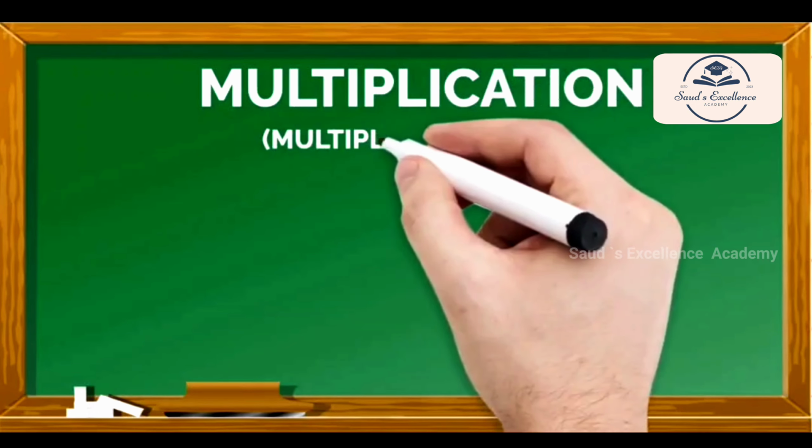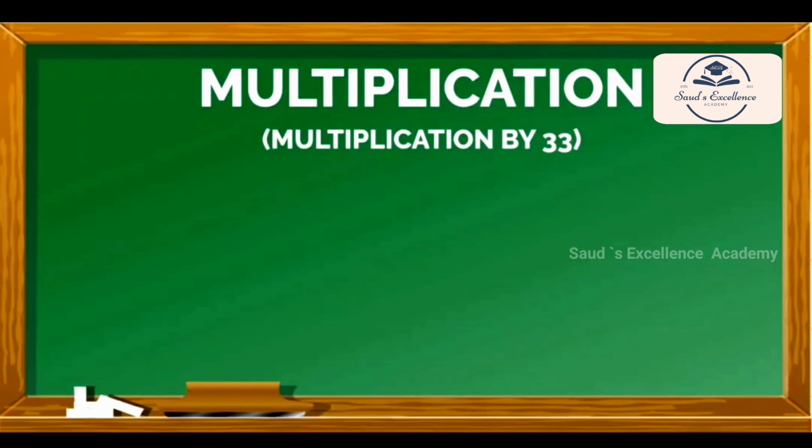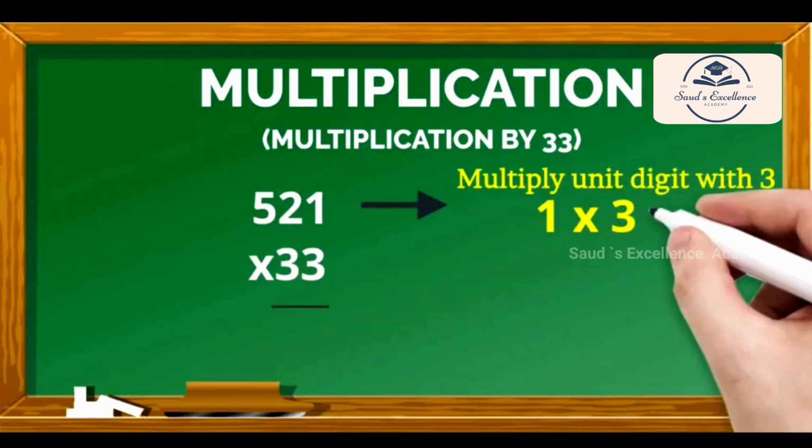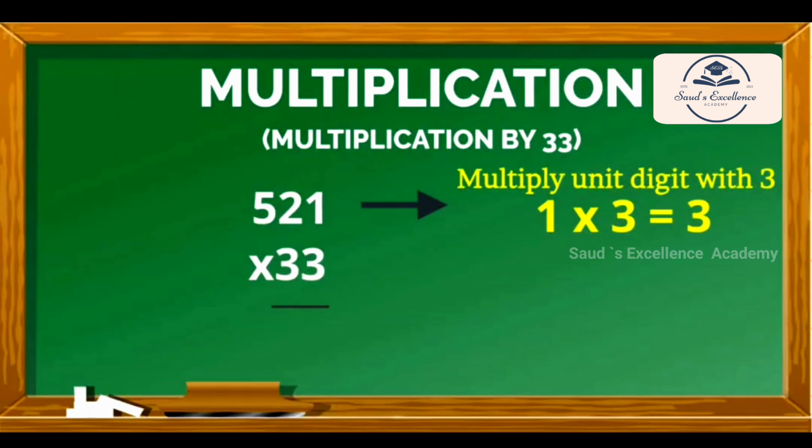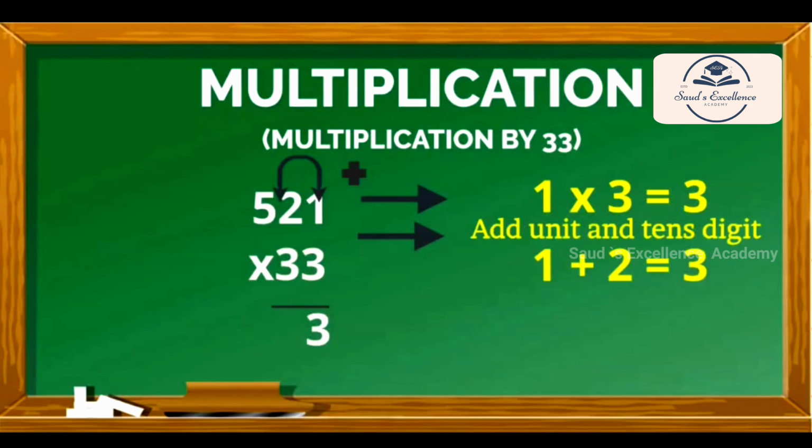Now we start with new example, multiplication of 33. We start with 521. Multiply with 33. Multiply unit digit 1 with 3. We write 3. Add unit and tens digit 2 plus 1, get 3.